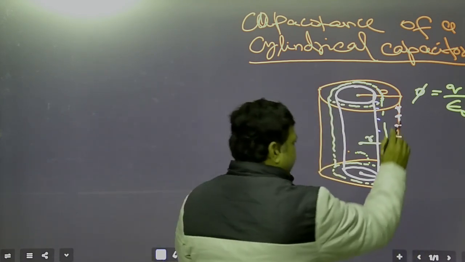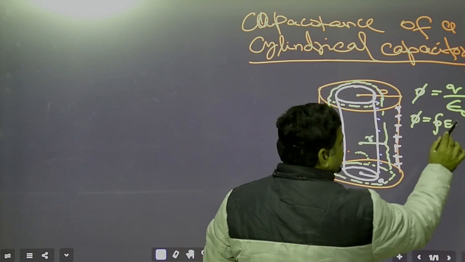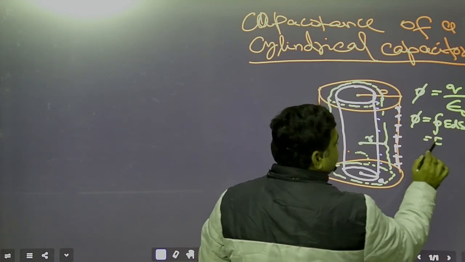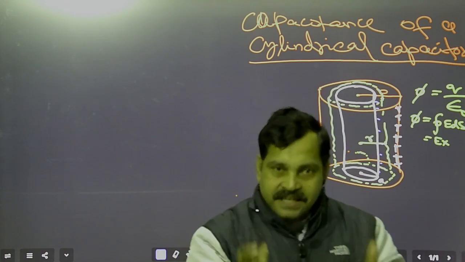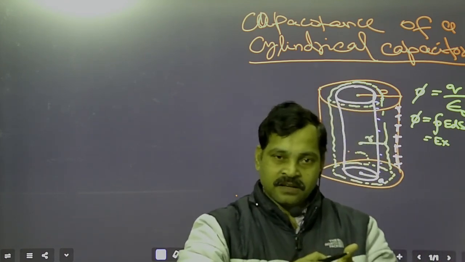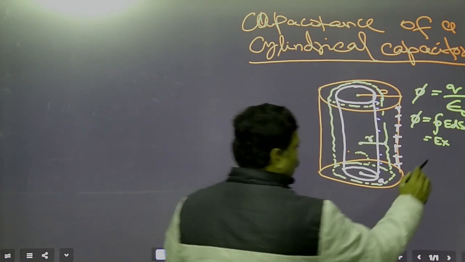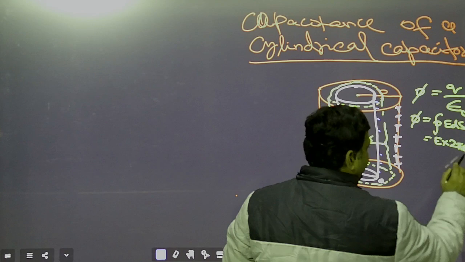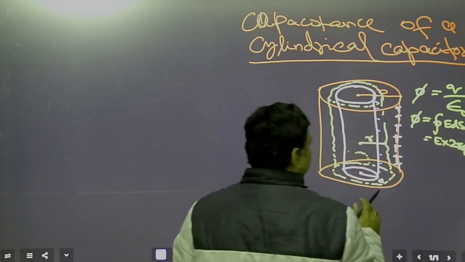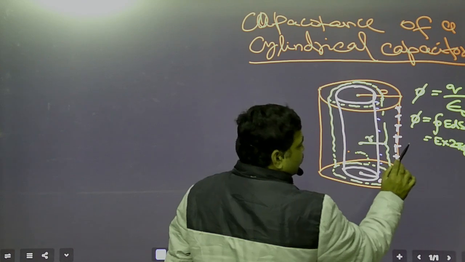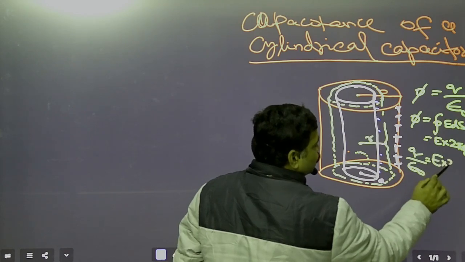Now again we know that flux is the surface integral of electric field intensity, so this will come as E into surface area. The Gaussian surface in this case is cylindrical, so the surface area will be 2 pi r into the length of the cylinder, that is 2 pi r L. If we equate these two, we get Q upon epsilon naught is equal to E into 2 pi r L.